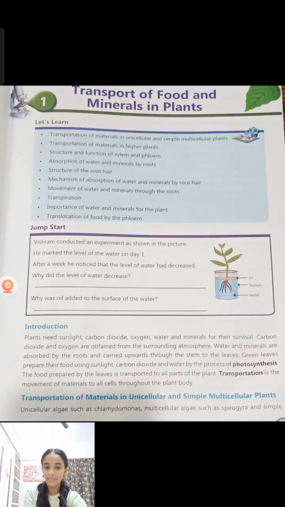Students, I am Manushri Holkar, Standard 8th. Today we are going to do biology. Lesson number 1, transportation of food and minerals in plants.